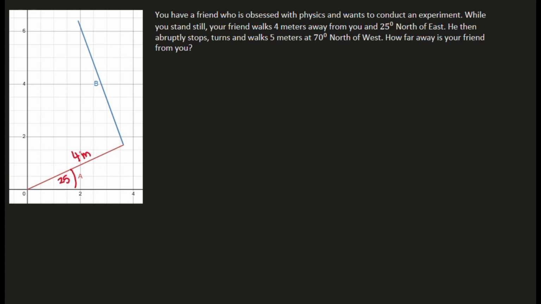Then your friend stops, they turn, and then they walk 5 meters at 70 degrees north of west. So the way I would determine this direction is that the direct west direction on an xy coordinate system is in the negative x direction. So that's due west. I'm going to be going towards the north direction, which in this case is a clockwise motion, and I'm going to go that far by 70 degrees. So this angle right here is 70 degrees. And the magnitude of that vector, or the distance that they walked, is 5 meters.